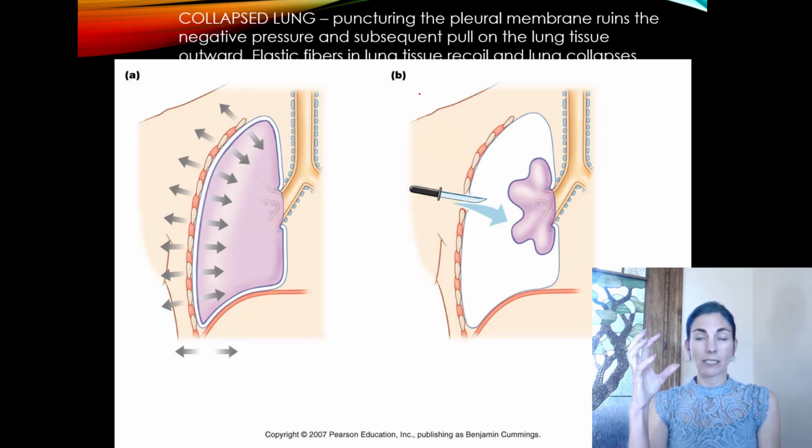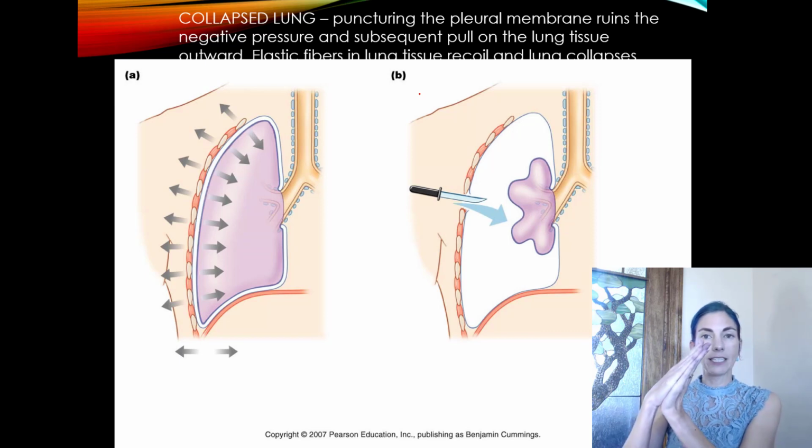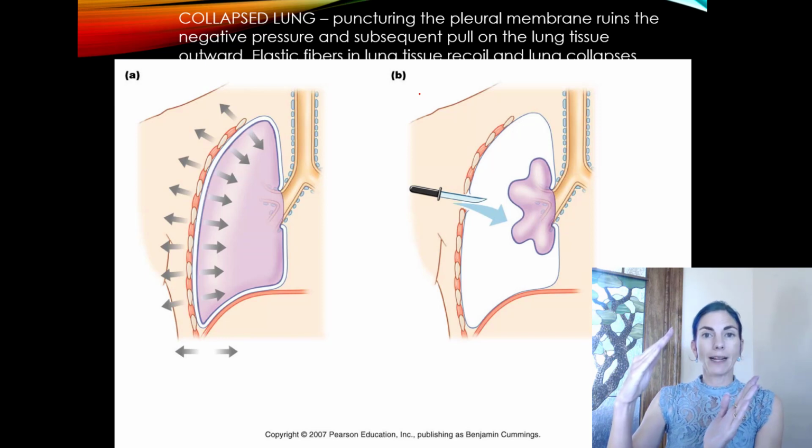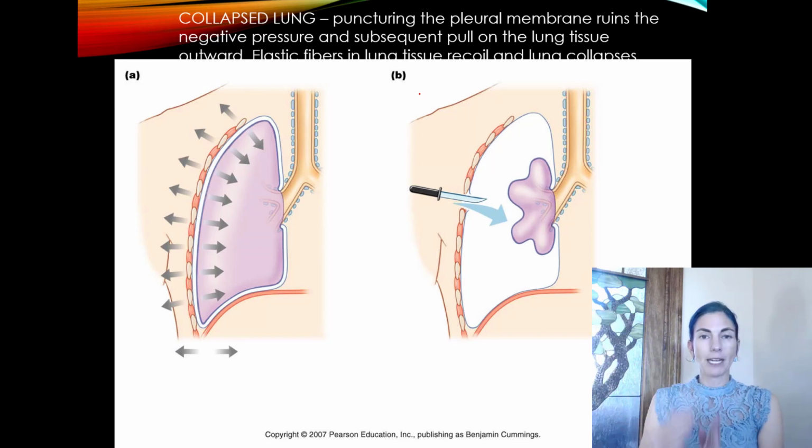The inner membrane will still stay attached to the lungs, but there's nothing really keeping them together anymore because the pressure has equalized with the atmosphere. So they separate. And so you can move this one all you want, but this one is not going. And that is what we call a collapsed lung.